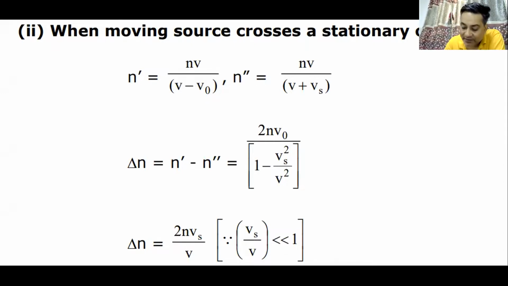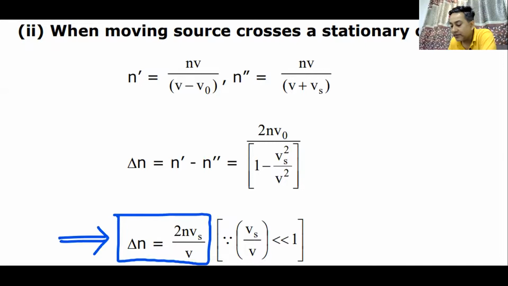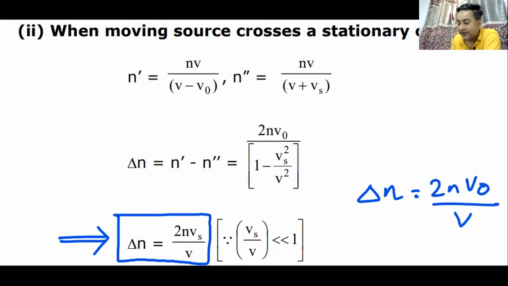Again, you will have an apparent change in frequency. You don't have to understand how this formula is derived. You just have to remember the formula 2nVs by V. In the first case, when the observer was moving and the source was stationary, the change in frequency, delta n or delta f, was 2nV0 by V. These two formulas are exactly similar. In the first case it is V0 by V. In the second case, it is Vs by V.